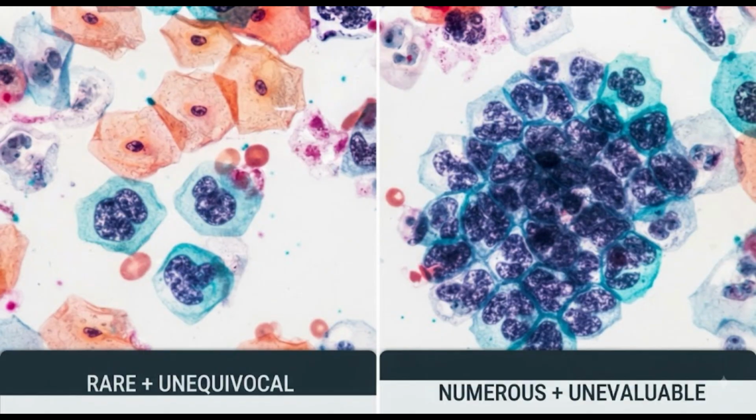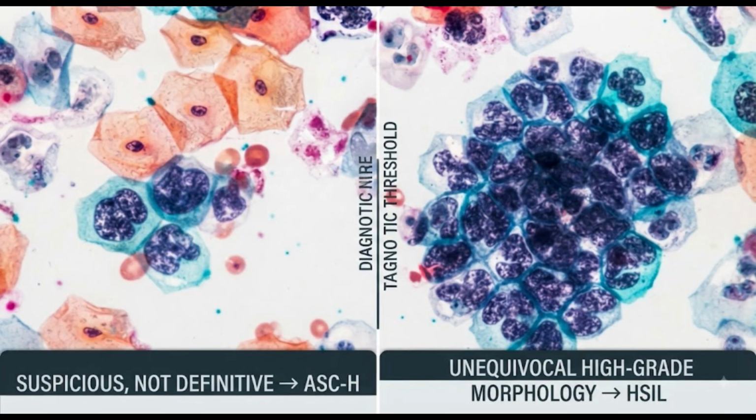Importantly, cell number alone does not determine ASC-H versus HSIL. Rare well-preserved cells may justify HSIL when their morphology is unequivocally high-grade. Conversely, numerous dark or crowded cells should not be called HSIL when their nuclear features cannot be adequately evaluated. The practical distinction is: genuine concern for HSIL, but insufficiently convincing high-grade morphology, ASC-H; unequivocal integrated high-grade squamous morphology, HSIL.